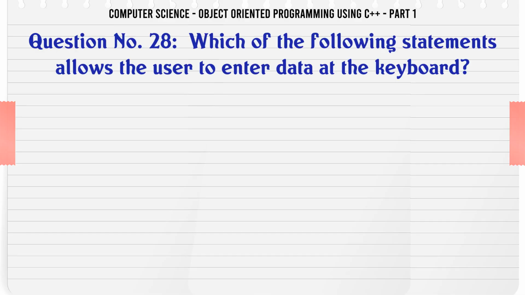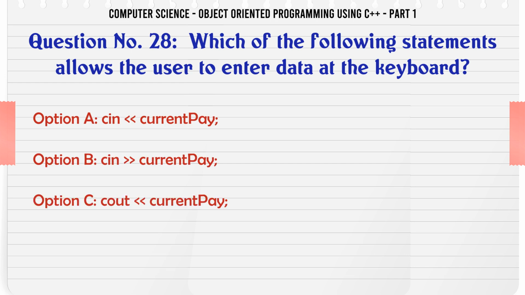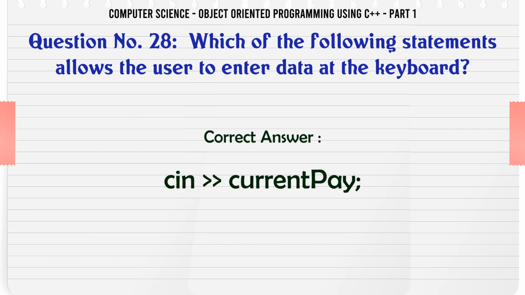Which of the following statements allows the user to enter data at the keyboard? A. cin >> currentPay, B. cin >> currentPay, C. cout << currentPay, D. cout << currentPay. The correct answer is cin >> currentPay.